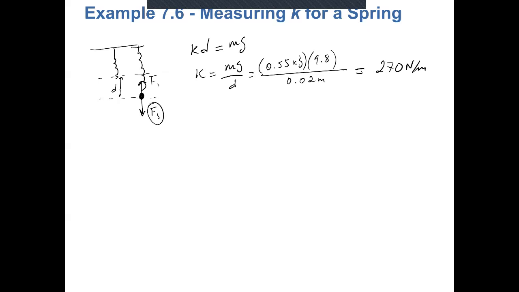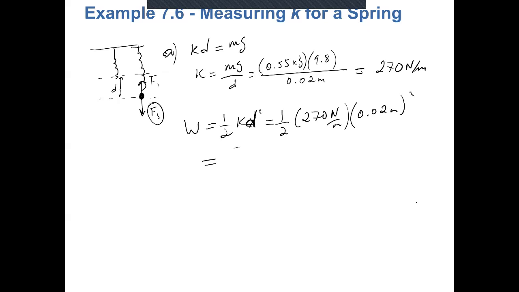That was part A. And for part B, I can say, all right, how much work was done as it moves this displacement of 2 centimeters? Well, the work done, let's say by the spring, is just 1/2 kx squared, or kd squared, let me put it like that. So it's 1/2 times 270 Newton per meter, and then d was 0.02 meters squared. Technically we can calculate this as 5.4 times 10 to the negative 2 joules. So the amount of work done was this.